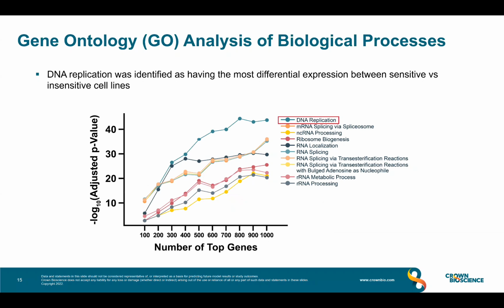By comparing sensitive and insensitive cell lines, we identified the top number of differentially expressed genes. And no matter how many genes we select, from the top 100, 200, 300 to 1000, these genes are always enriched in DNA replication with the most significant p-value, which directly points to the mechanism of the drug.